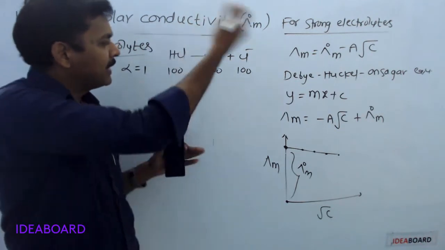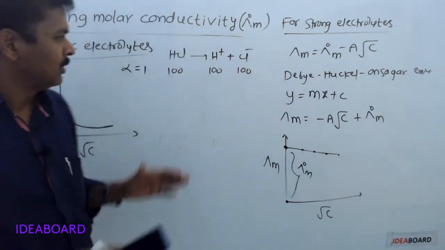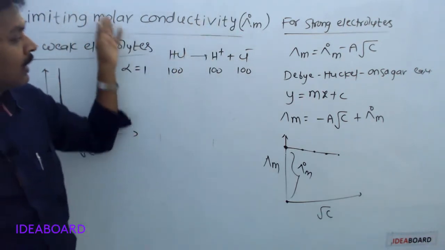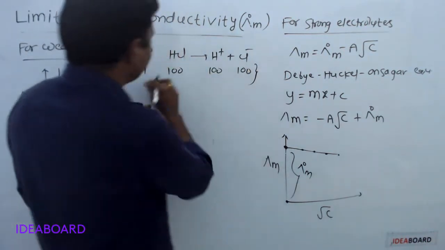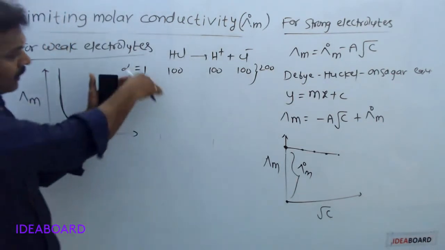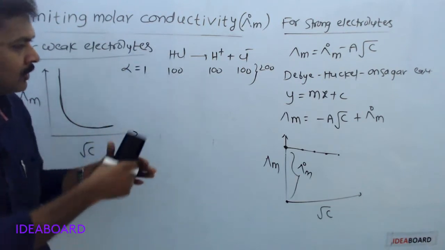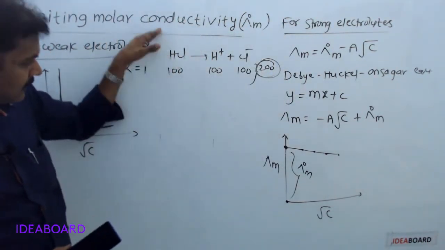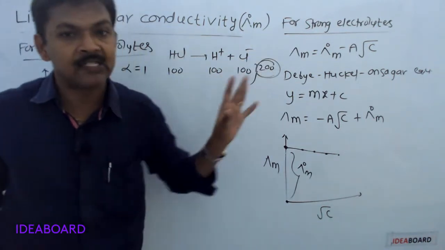If we take 200 HCl molecules, it gives 200 H plus ions and 200 Cl minus ions, because in case of strong electrolytes, alpha is always 1. They can undergo complete dissociation. So here, after dissociation, total 200 ions are there. On further dilution also, this electrolytic solution has no change in the number of ions.